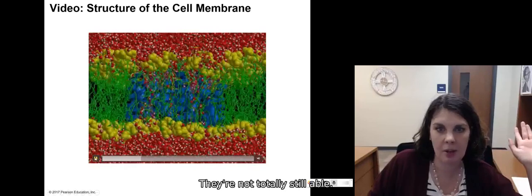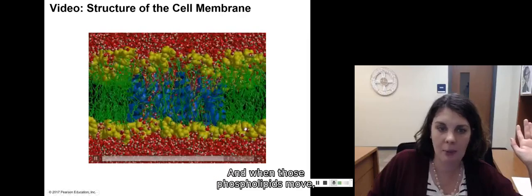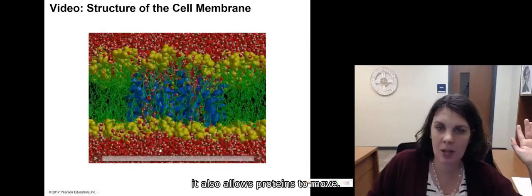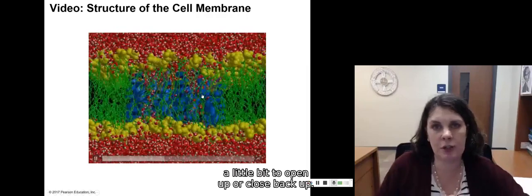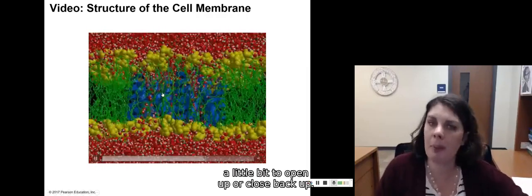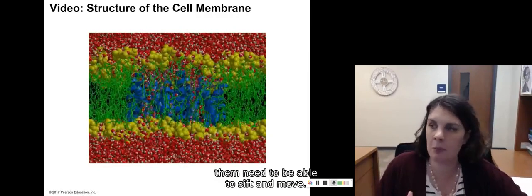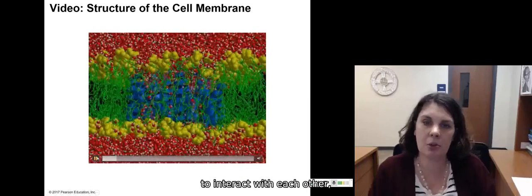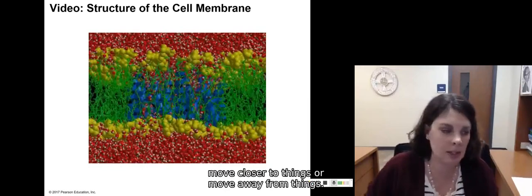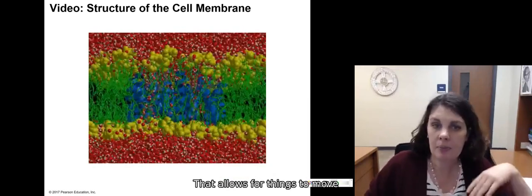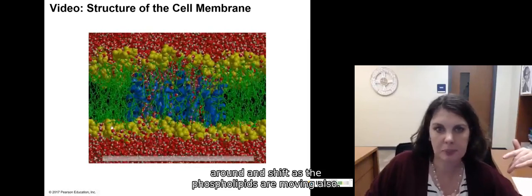See how they are moving around. They're not totally still. These phospholipids are able to move. And when those phospholipids move, it also allows proteins to move. Because sometimes those protein channels need to be able to shift a little bit to open up or close back up. Some of them are just going to be sitting there just always open, but some of them need to be able to shift and move. Some channel proteins are going to need to interact with each other, move closer to things or move away from things. So that allows for things to move around and shift as the phospholipids are moving also.